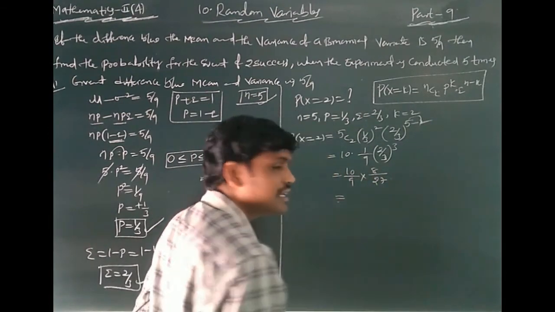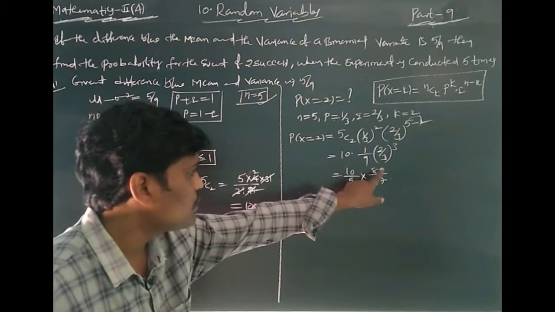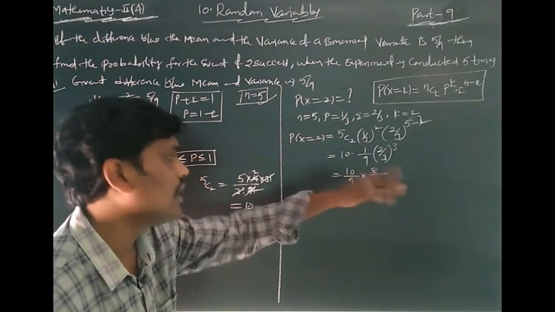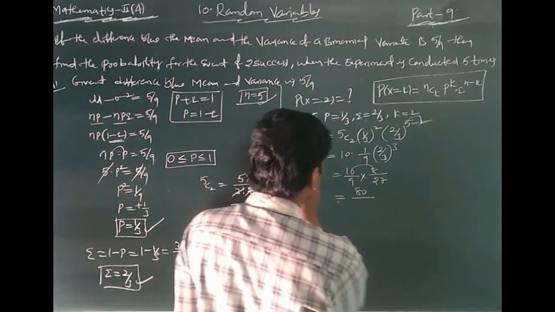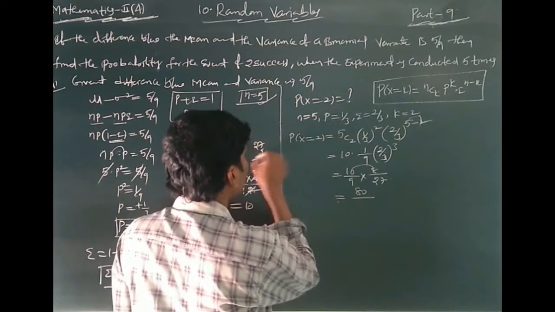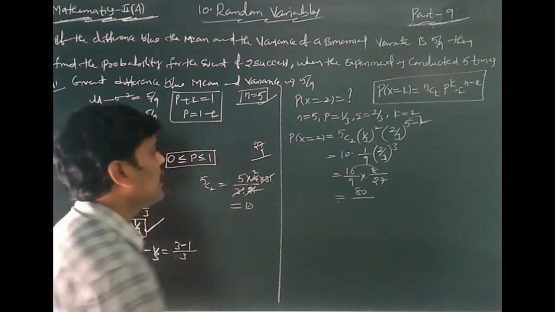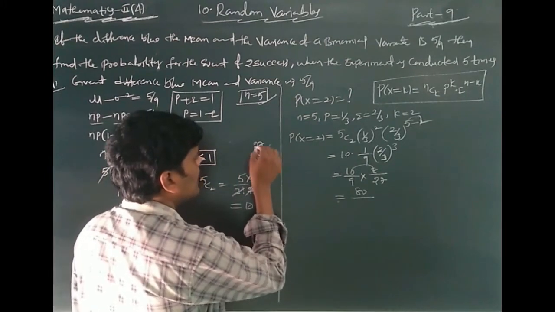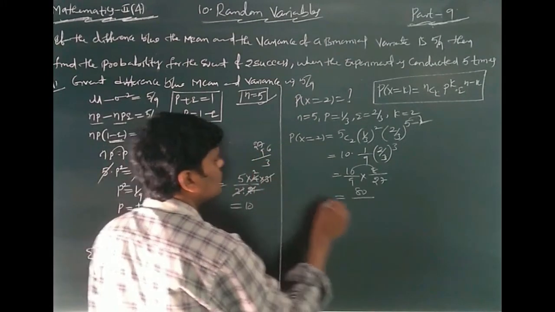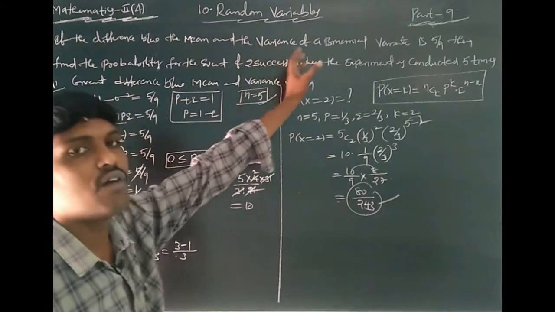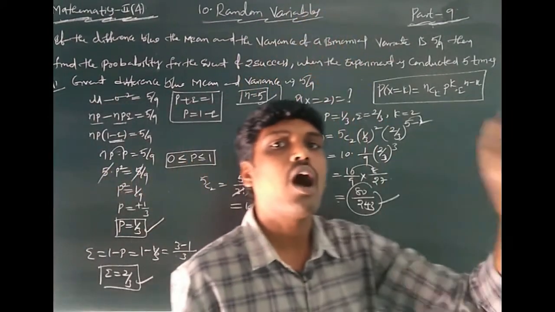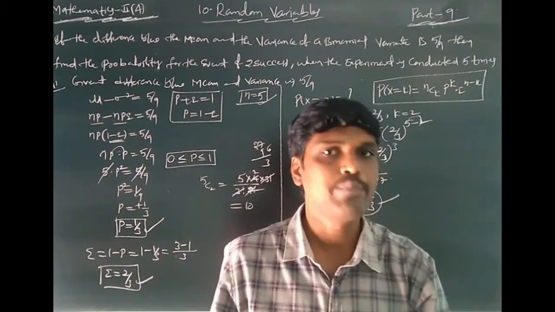Is anything cancelled here? Here 2 cube is not cancelled, and 10 is also not cancelled. 10 into 8 is 80 by 27 into 9. 27 into 9 how much? 9 sevens are 63, 9 twos are 18, 18 plus 6 is 24, so 243. This is the value of the probability of 2 successes out of 5 times conducted.